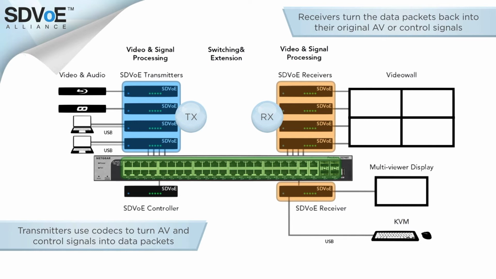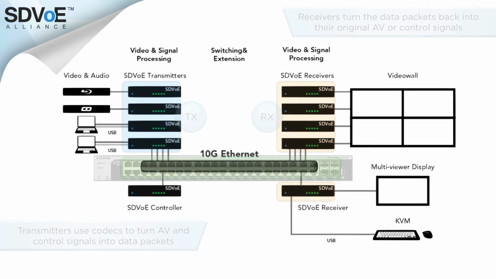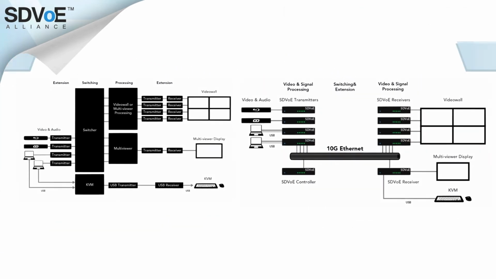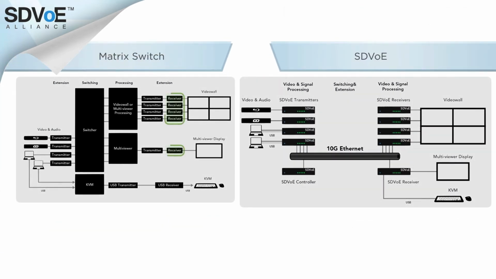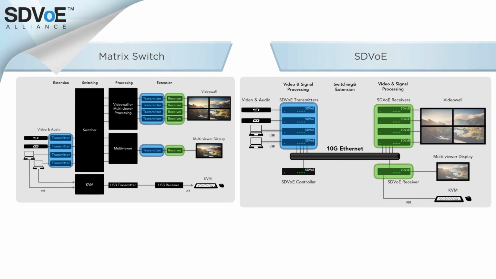However, unlike a traditional receiver unit which attaches to a matrix switch, an SDVoE receiver or decoder is capable of far more. Whilst they're both able to receive multiple signals from a transmitter, the SDVoE decoder can also become a video wall processor or a multi-view processor, all from a single command sent by SDVoE control, something you would struggle to achieve with the controls on the front of a matrix switch.